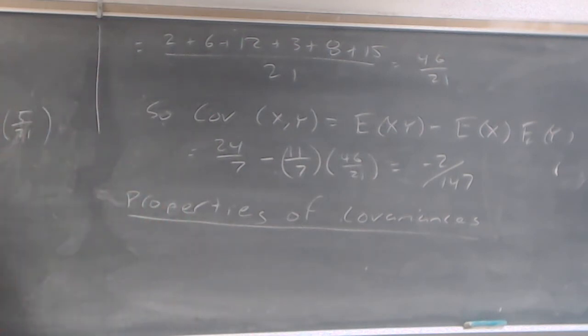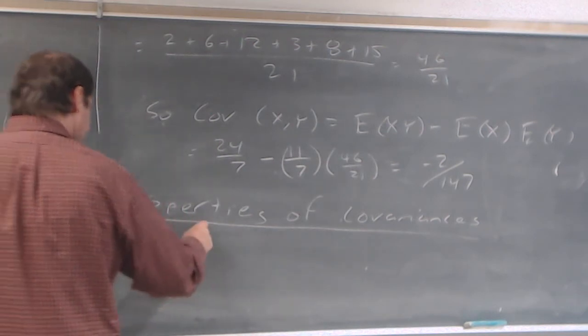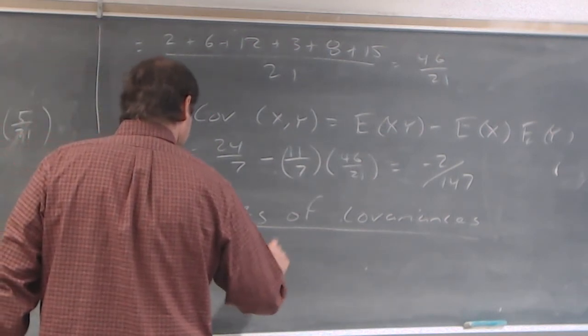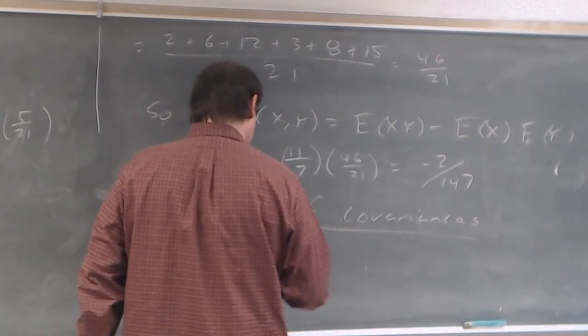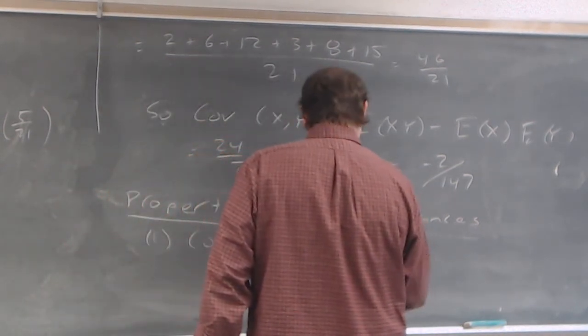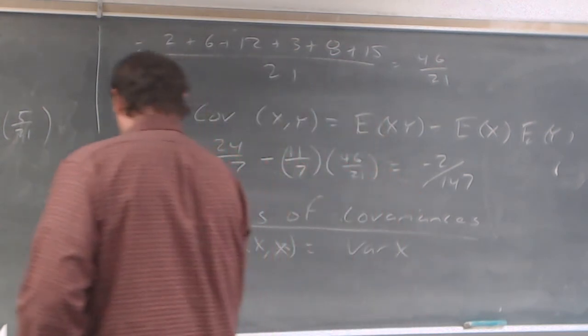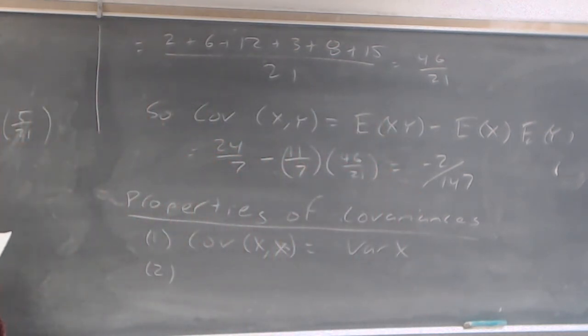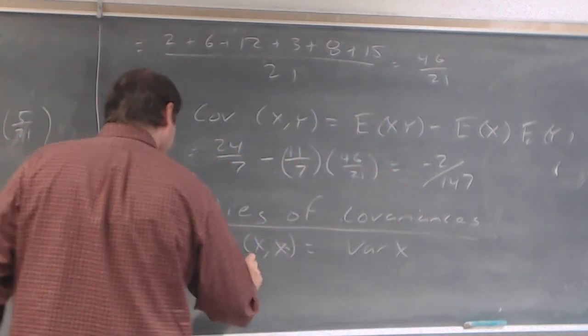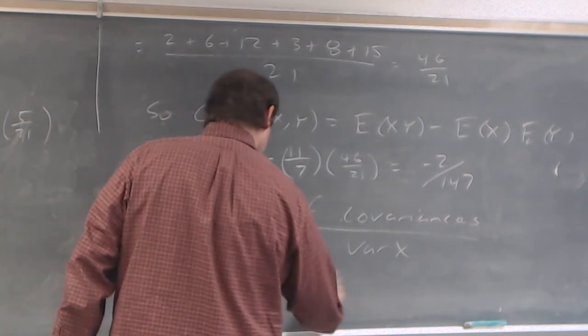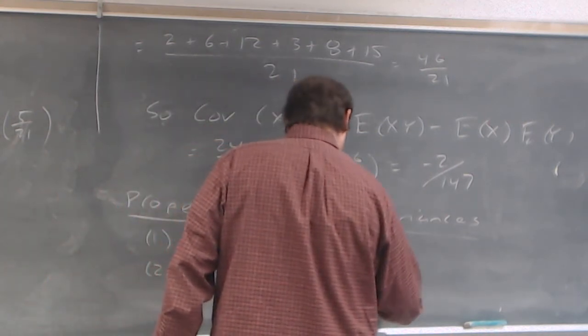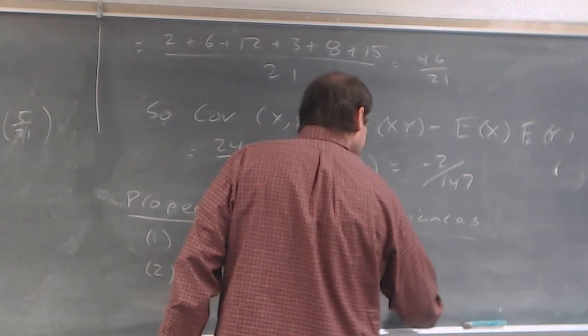So here are 4 things I'm working on. One, maybe something you noticed, but the covariance of x with x, it's easy to show, is equal to the variance of x. Matter of fact, all of these are pretty much easy to show. The second thing is that the covariance between x and y is equal to the covariance between y and x.